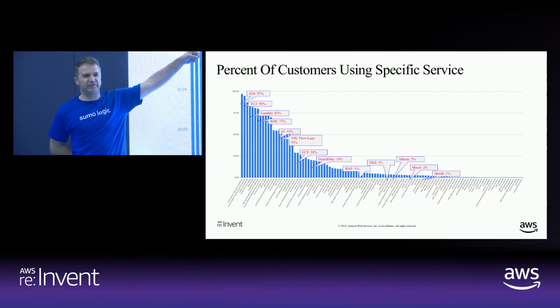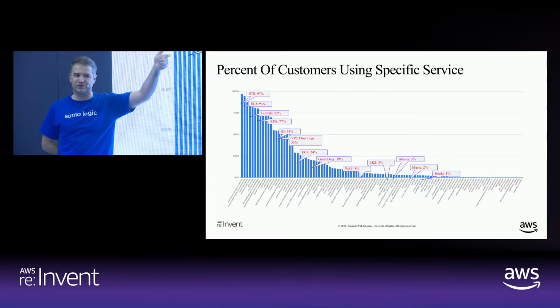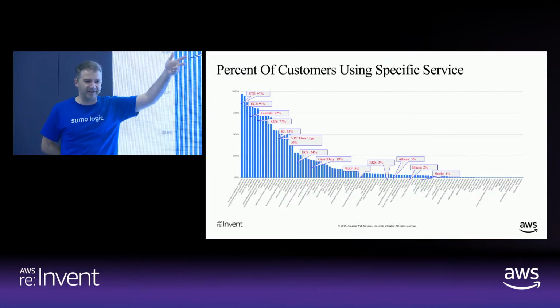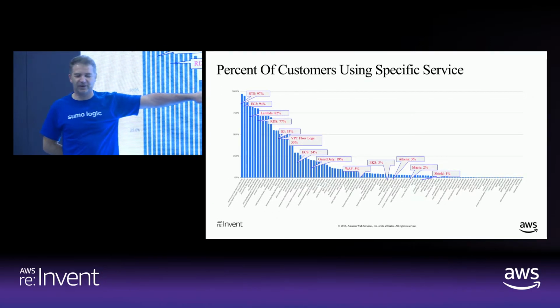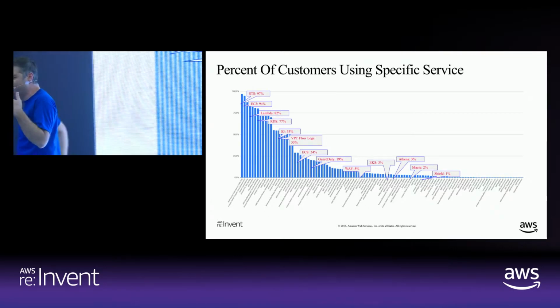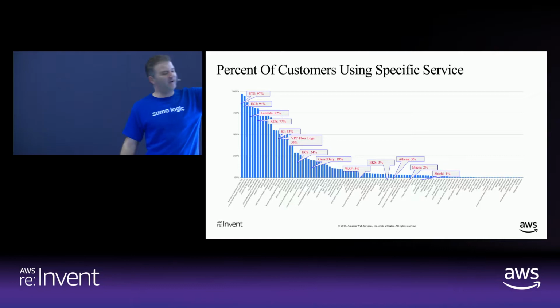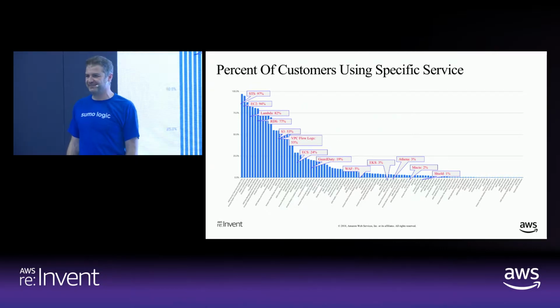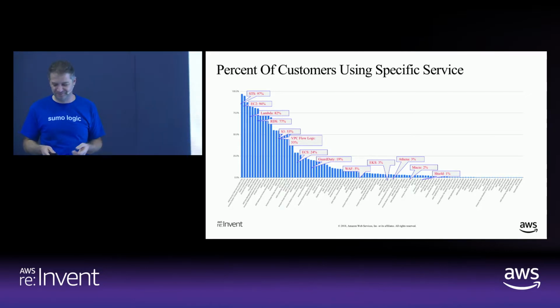EC2, 94% of customers. Makes sense, right? What do you buy in the cloud? You buy compute, storage, and maybe network and database. S3, 50% of users. So S3, believe it or not, even though it's one of the biggest services in AWS, is not a top 5 AWS service. In fact, it's quite a ways down. And Lambda is top 5. It's amazing, right? When you have the information, what you can learn from it.